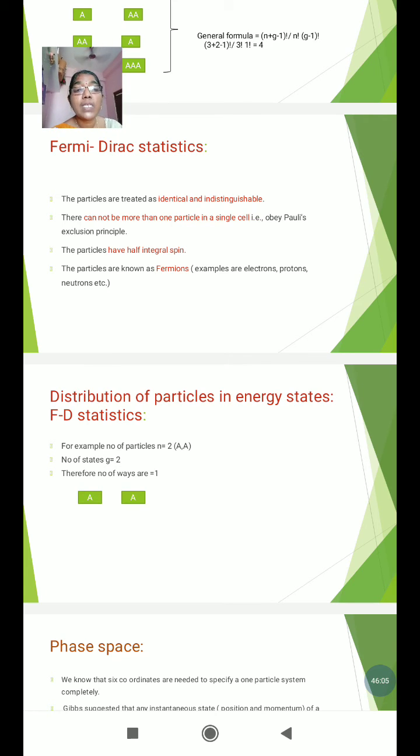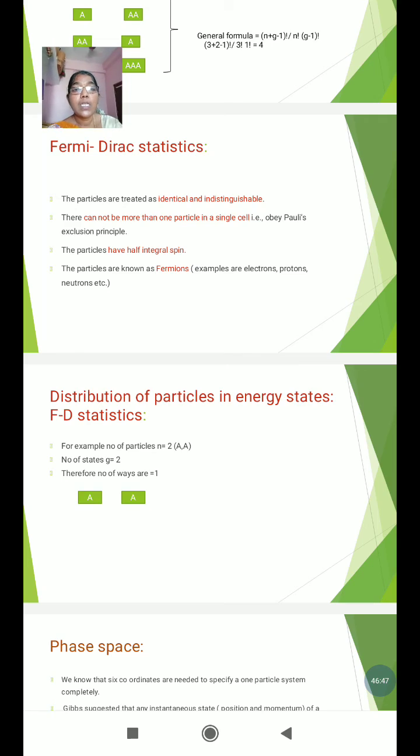Then how many number of ways are there? Because Fermi-Dirac statistics obey Pauli's exclusion principle, there cannot be more than one particle in a single cell. Only one particle can occupy one cell. So how many ways are there? There is only one way, because two particles and two states are there. Two particles are occupied in the two states. There is only one chance. So in Fermi-Dirac statistics, the number of ways is very small. That depends on the number of particles and number of states.